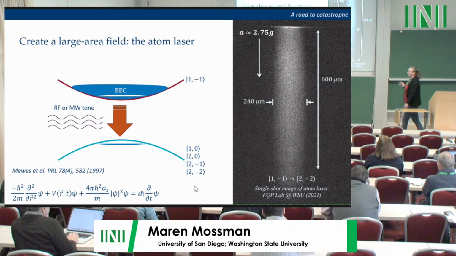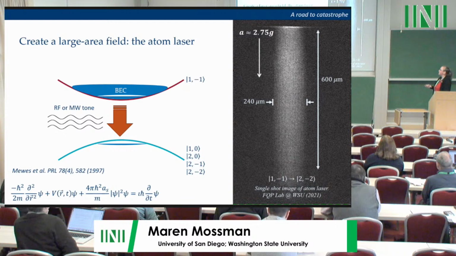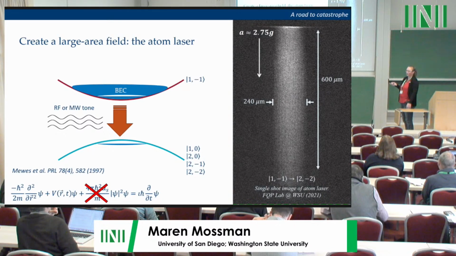And this also creates this large area field that we can probe. We can just poke it with things and see what happens, and it's super fun. So we have about 240 microns in this direction, about 600 microns in this direction. So this is a very large area that we can start to probe different types of fields in our systems. And again, these are no interactions.